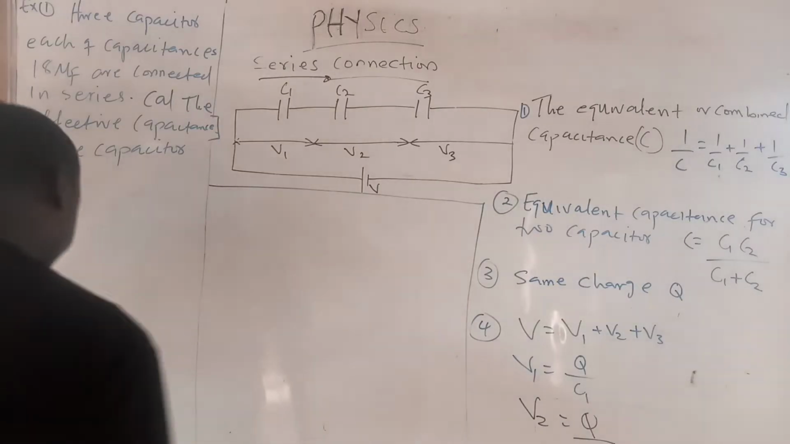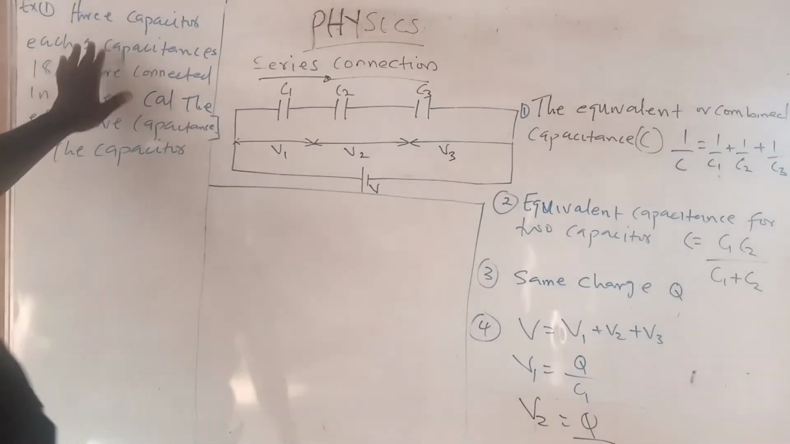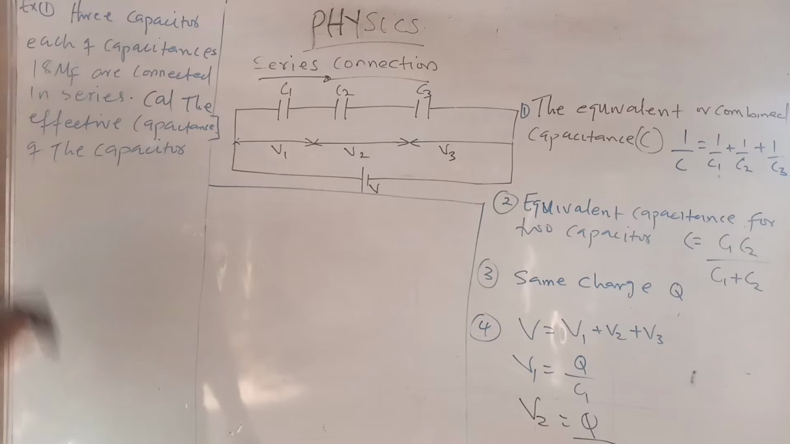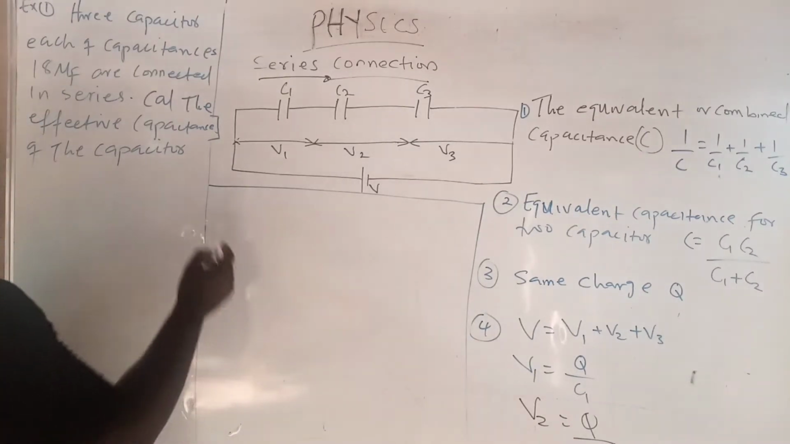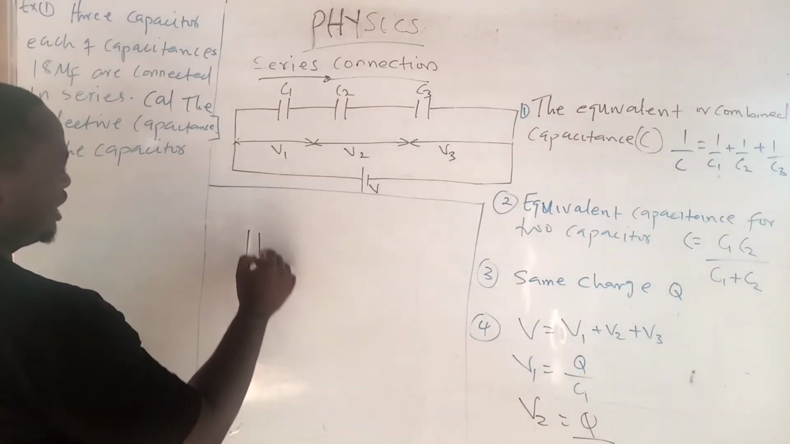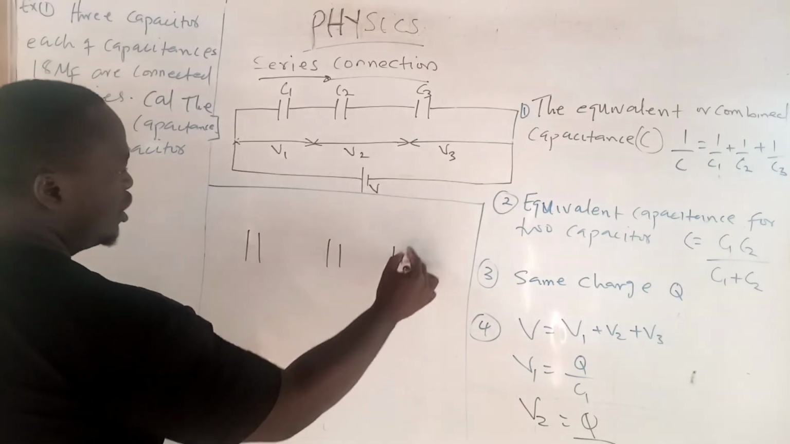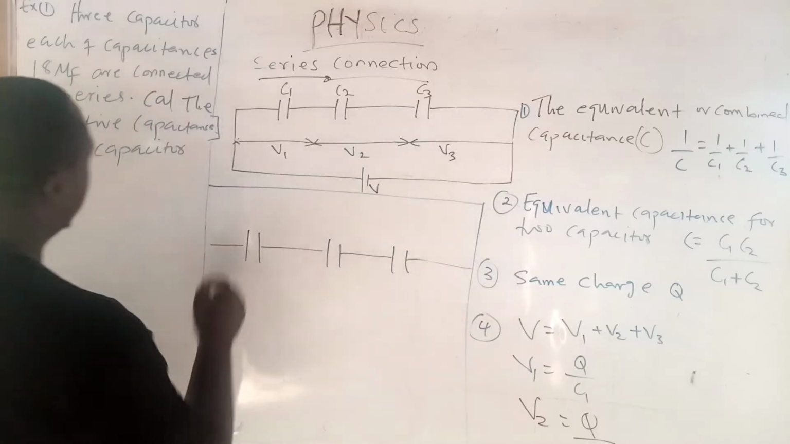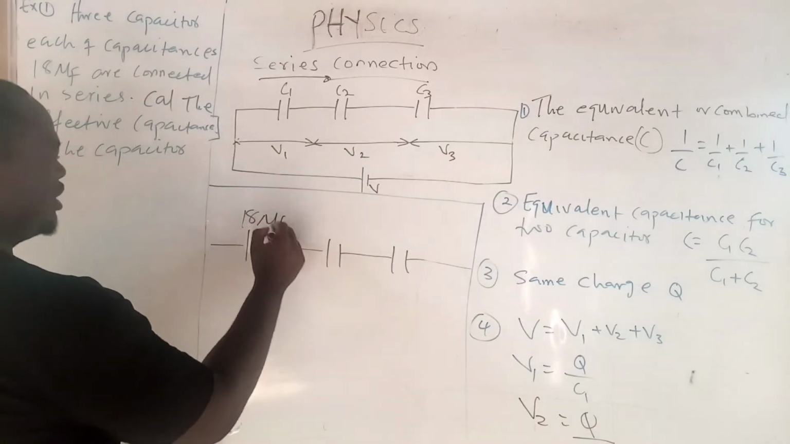Example number 1. Three capacitors, each of capacitance 18 microfarad, are connected in series. Calculate the effective capacitance of the capacitors. Now, they said there are 3, so we have 3 capacitors and they are all connected in series, and each of them is 18 microfarad.